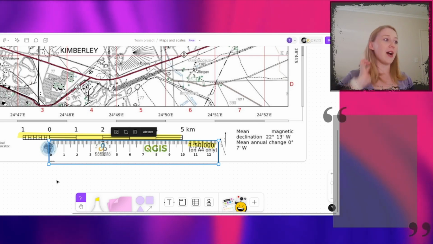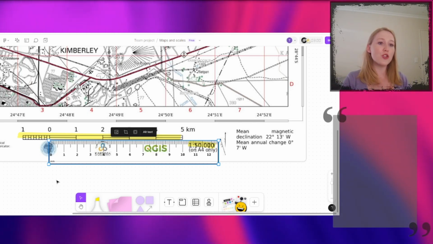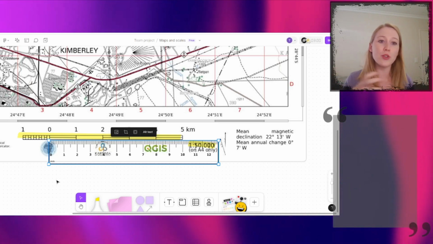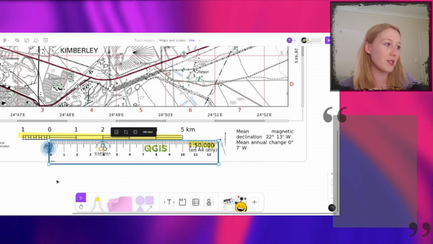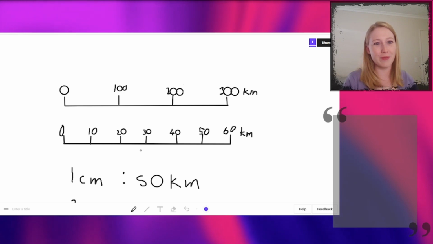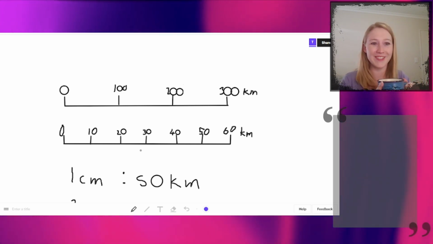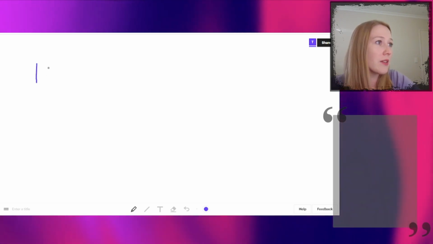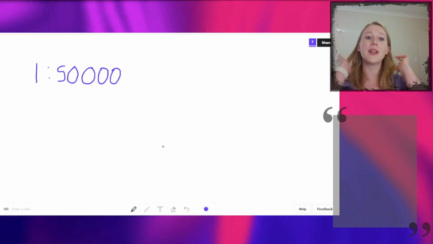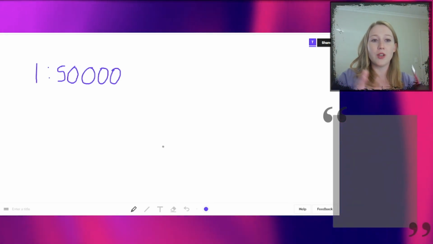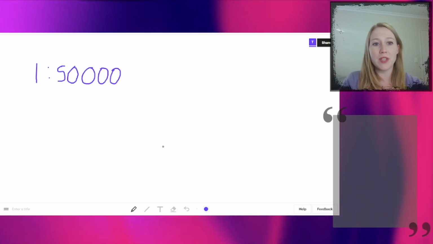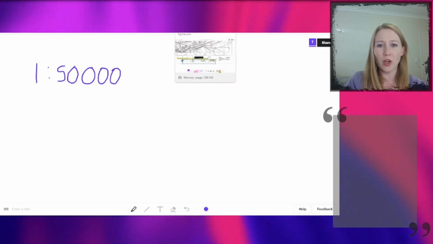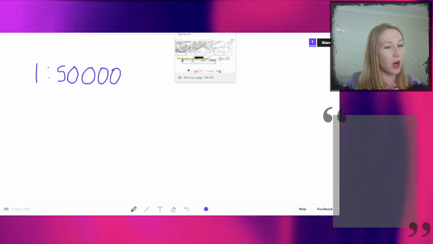Okay, now I'm going to show you how did we get from 1 to 50,000 to 2 centimeters per kilometer. So we're going to convert these two scales a little bit. For now, you just have to make do with my really bad handwriting on the whiteboard. Okay, so our ratio was 1 to 50,000. And now, how do I get this to 2 centimeters represents 1 kilometer? Well, which one should I do? Should I do 2 centimeters to 1 kilometer, or should I do 1 centimeter to half a kilometer?